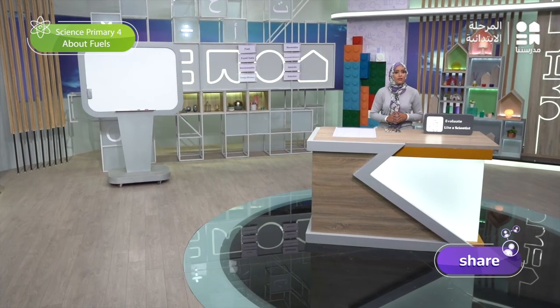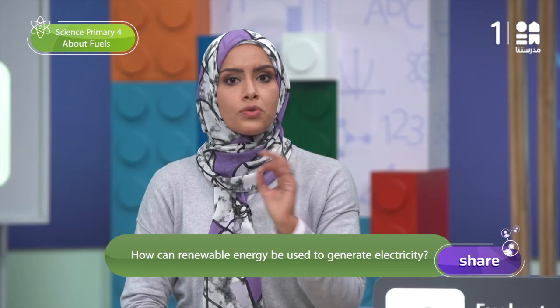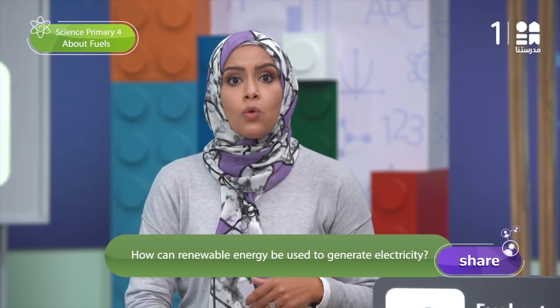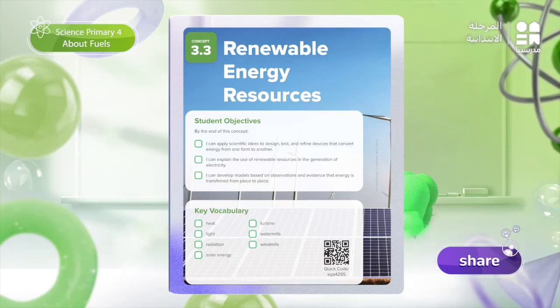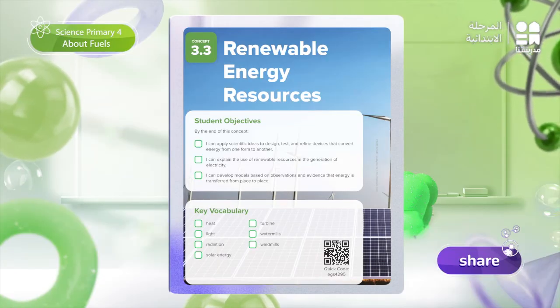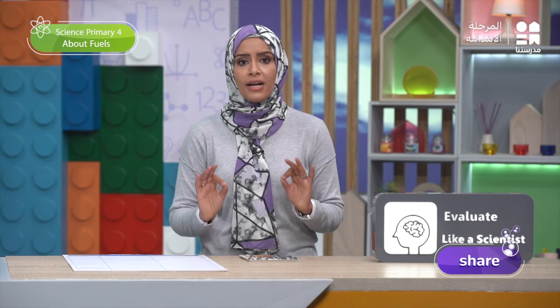We also learned about the different types of fuels, the way they are formed, their uses, and their impact on the environment. Get ready for concept 3, renewable energy resources. Think about ways we can use renewable energy to generate electrical power, and how will this bring us closer to the explanation of the anchor phenomena, water for energy.